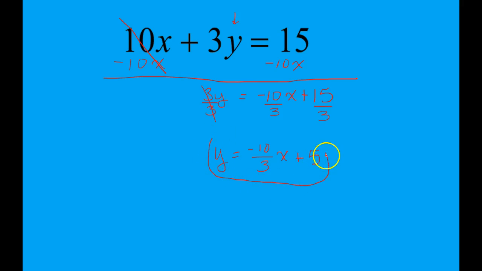And that is it. That is all you do. I know it doesn't look right all of the time because you see that fraction, but it is okay. That is your slope. You would start your graph at 5 on your y-axis, and you would go down 10 units and over 3. That's all you would do. It is okay to have a fraction.